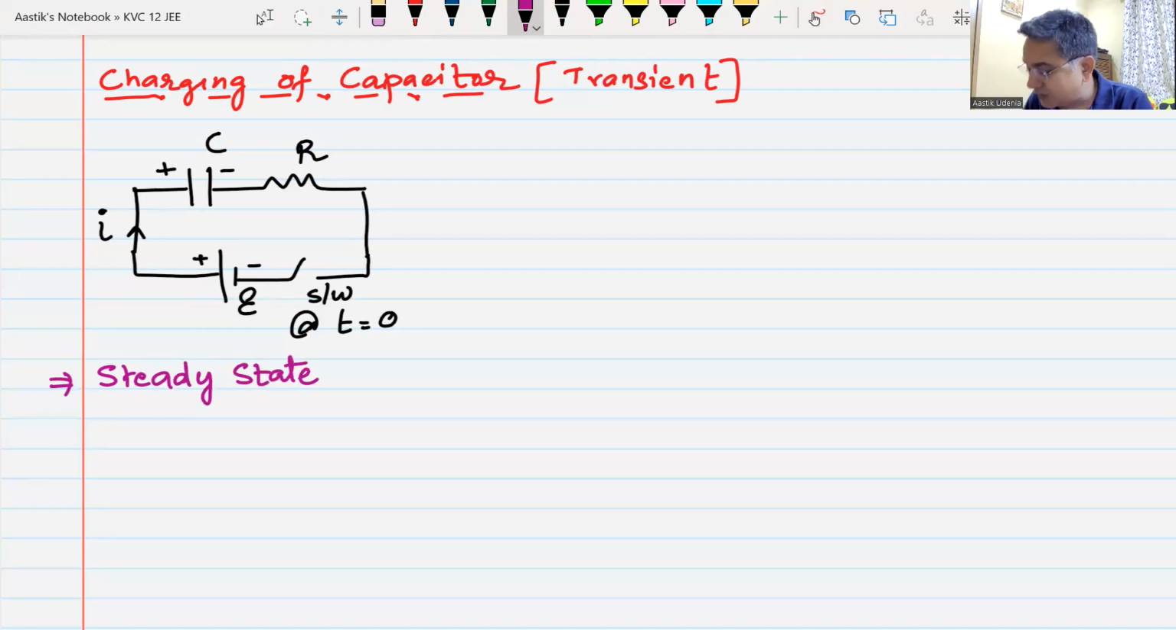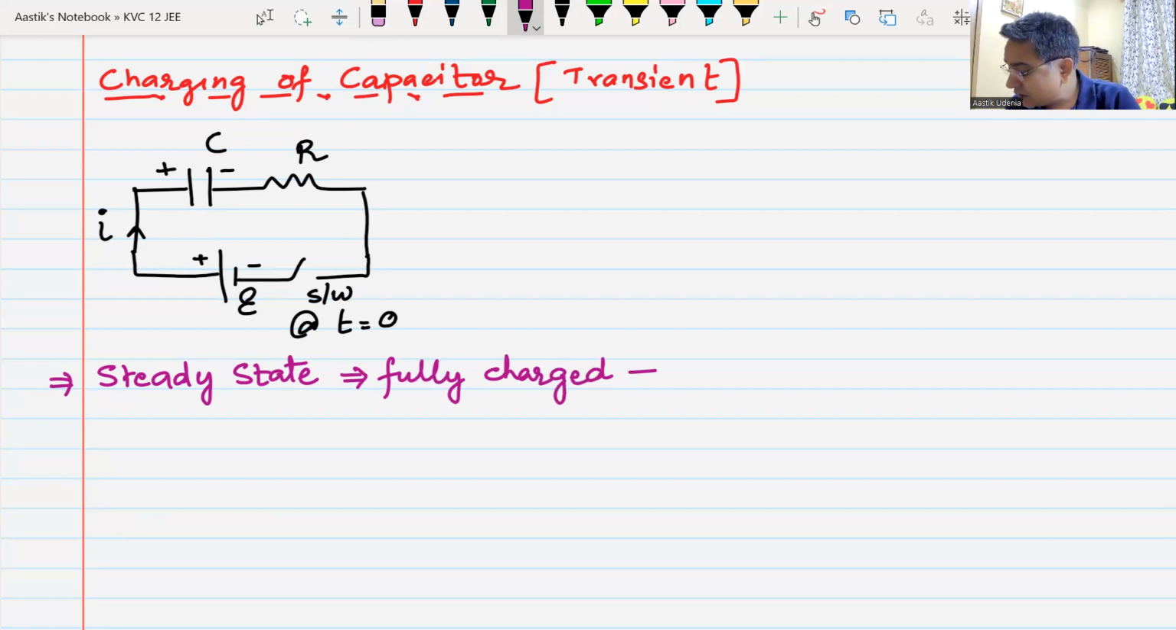Steady means it will now remain constant. Transient means it will keep on changing. So when the capacitor gets fully charged, we say that the capacitor is in a steady state. Do we understand this? Now that charge, I will call it Q infinity. That means the charge after a long interval of time. And that charge we already know will be equal to C into E.